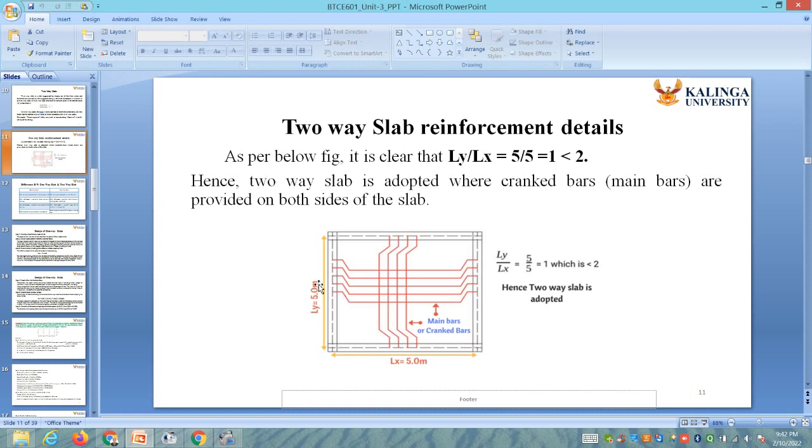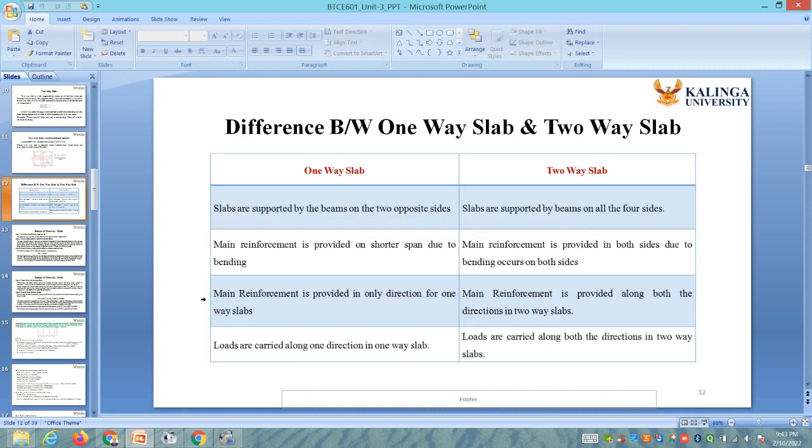If suppose 6 by 5, it would have been the dimensions of the slab, and one dimension shorter span, another one longer span. Still in two-way slabs we provide main reinforcement in both the directions. When load exceeds, when we will discuss how to design the slabs, you will come to know. When load exceeds, these two-way slabs are to be designed. Now this is the general idea about one-way and two-way slabs.